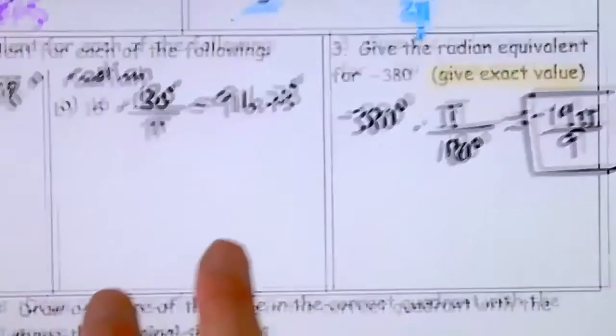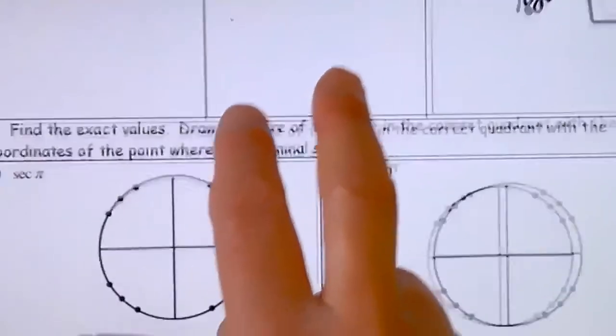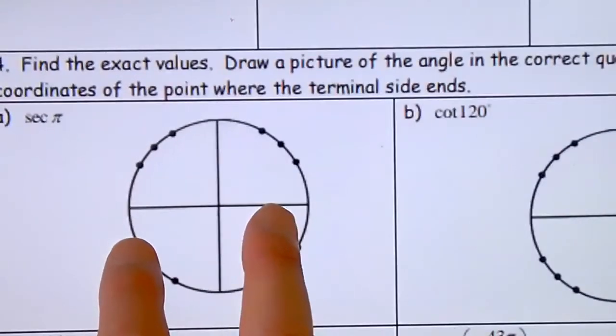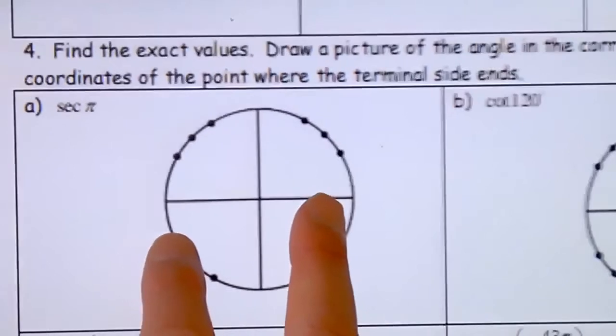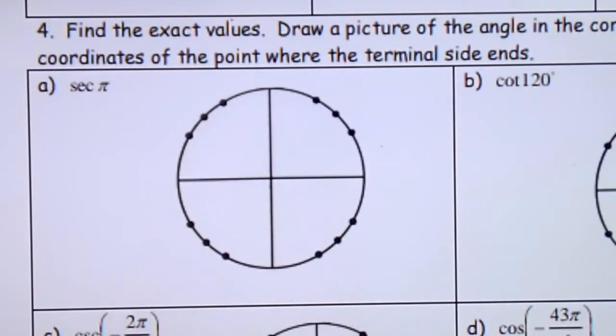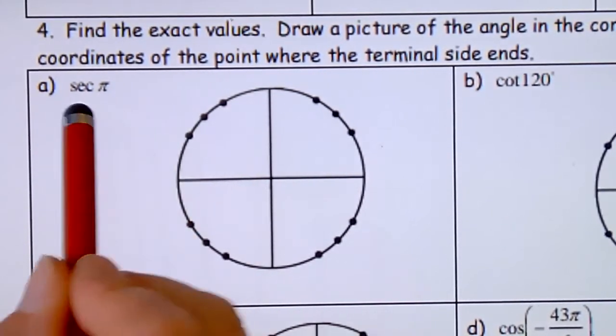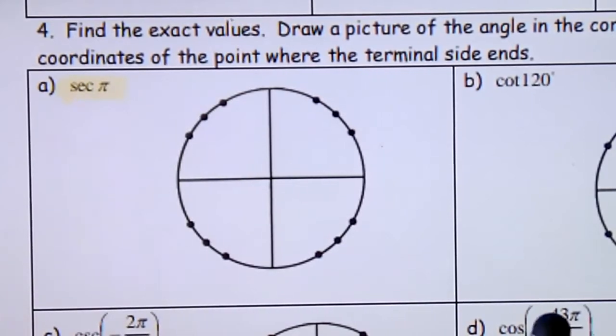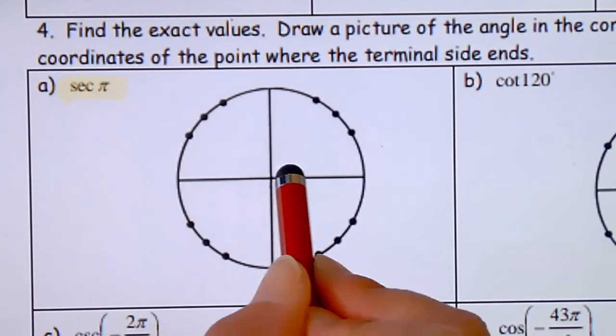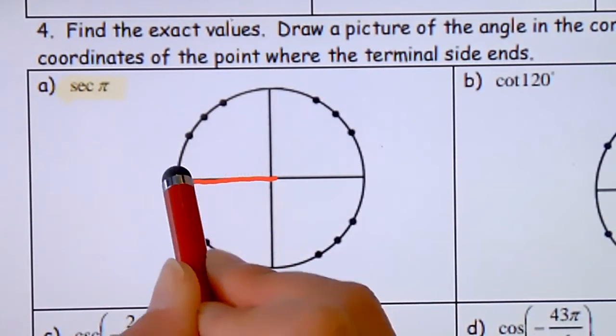Okay, next section. So these ones, we want to draw the angle in the right quadrant. I really want the terminal sides, what I want to see in the picture. I want the coordinates of the point where that terminal side ends. And then you need to answer the question. You need to pay attention that this is the question. What is the secant of pi? So pi is right here. So I'm going to come here.